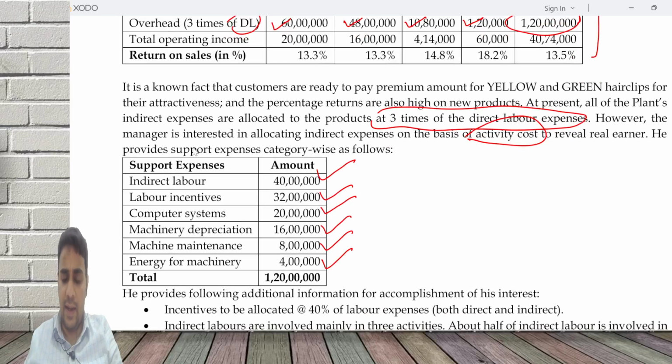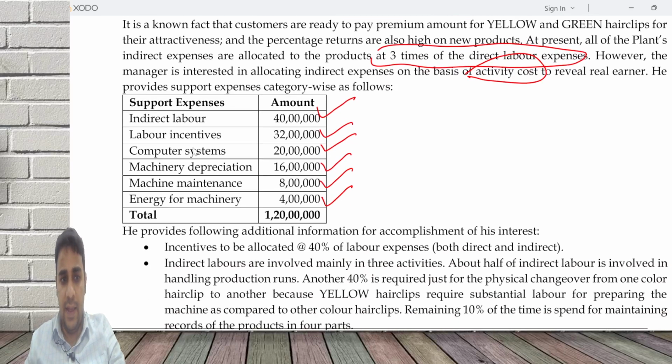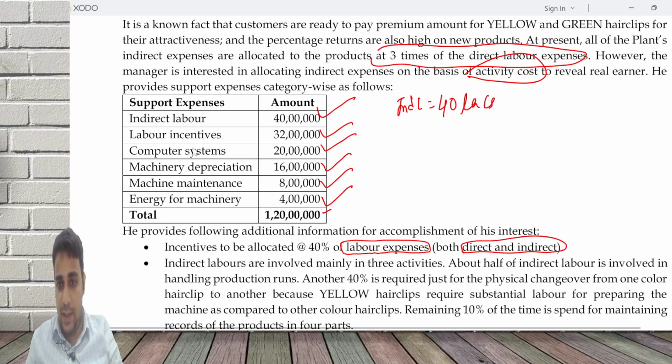First is indirect labor. We then have incentives. So let's first understand the broad category of this. Indirect labor is 40 lakh. Incentive is 32 lakh. What they have said is incentive should be apportioned at 40% of labor expenses, whether it is direct or indirect. Whether it is direct or indirect, 40% should go to direct and indirect. So 40 lakhs plus 40% is some 56 lakh rupees.